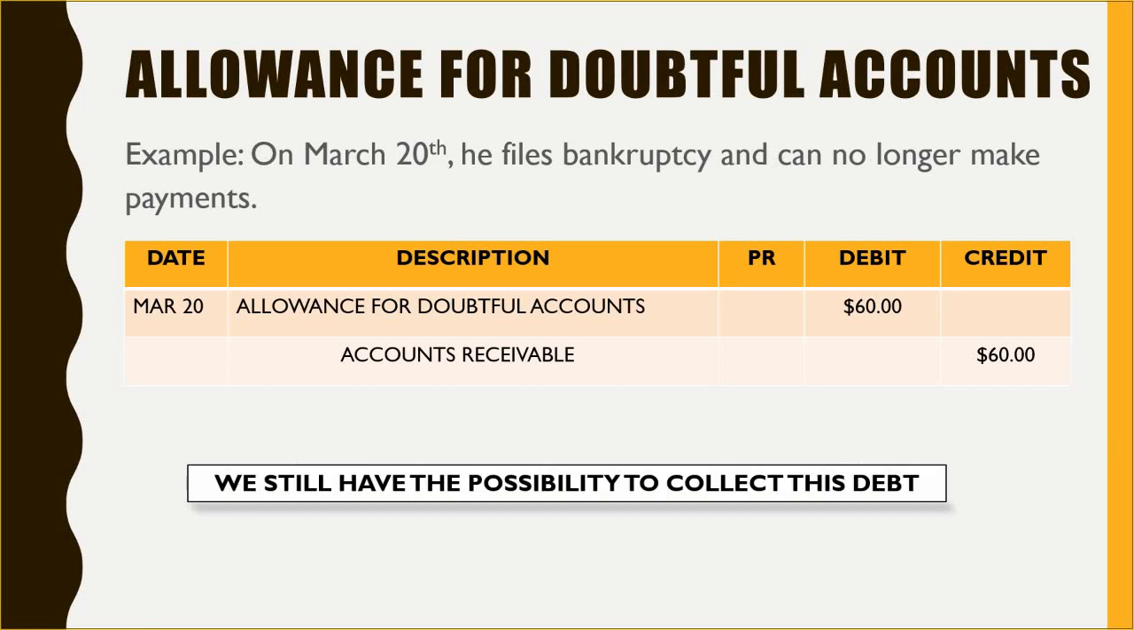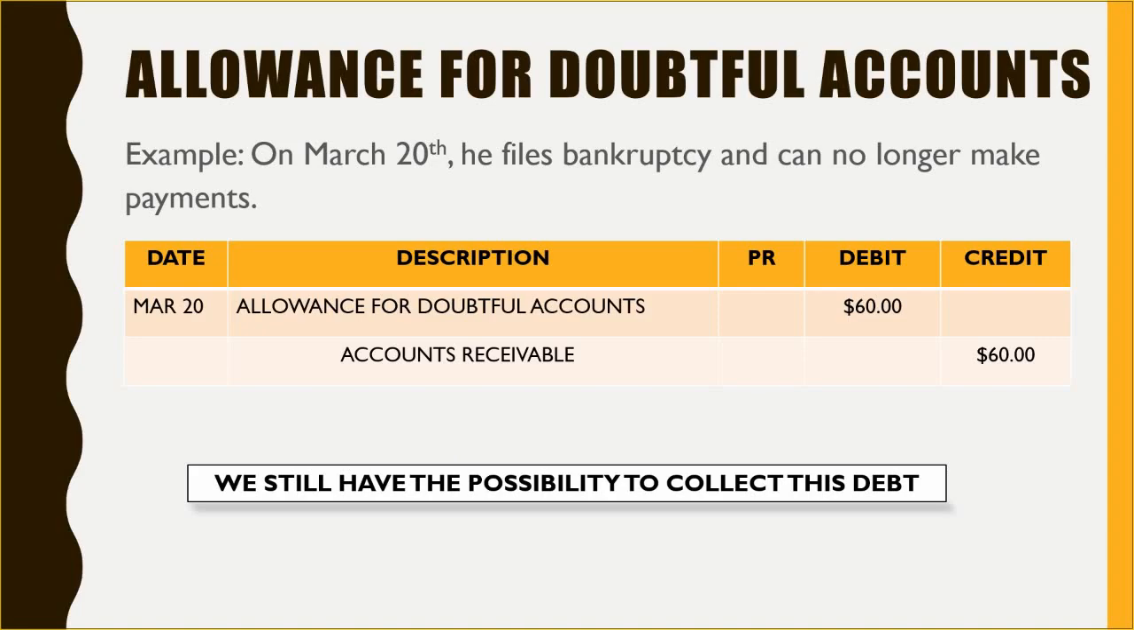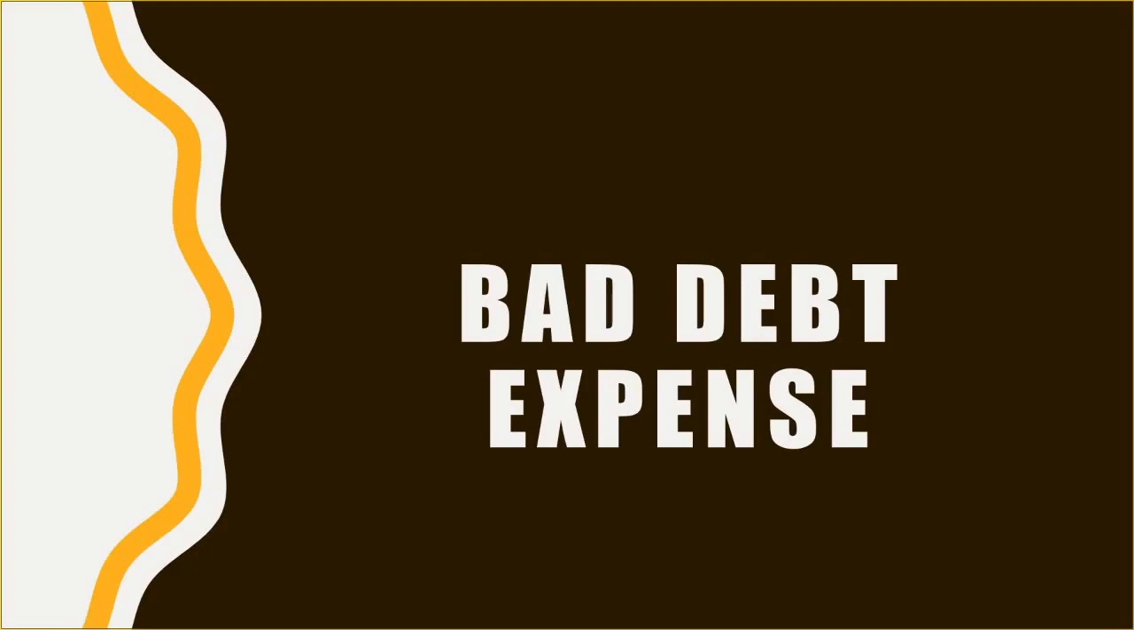Now, of course, we talked about that he still has the possibility to pay. All right. So again, that's how you use the allowance for doubtful accounts: you go through the motions, and then whenever they stop making a payment, you can go ahead and remove their amount from the accounts receivable and place it into the allowance for doubtful accounts.